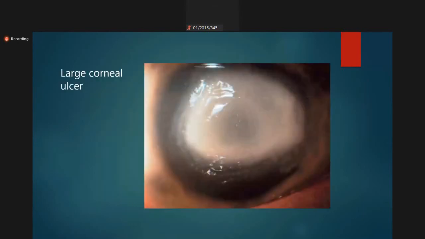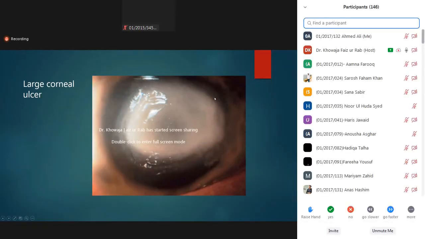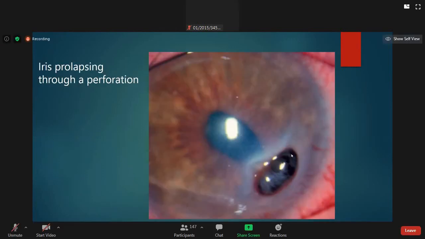This is a large corneal ulcer, which is usually due to bacteria. Large corneal ulcer with abscess. Due to any foreign body.